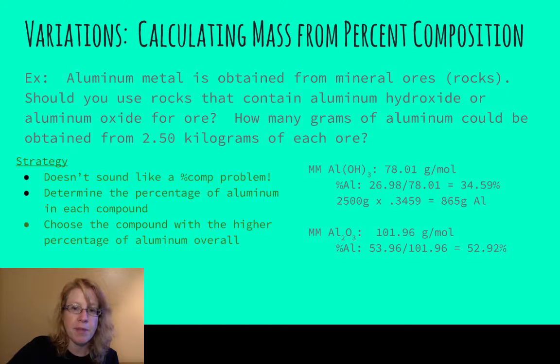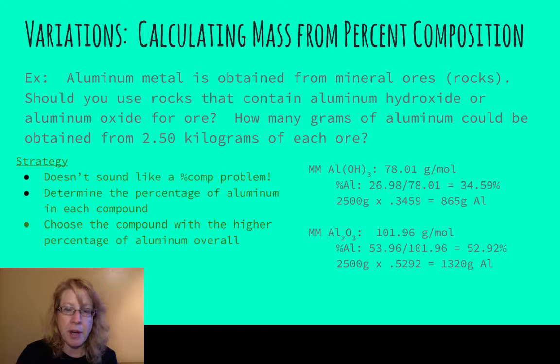So right there, I can tell you that this aluminum oxide is a better bet. It's got a higher percentage of aluminum than the aluminum hydroxide is. And then when I multiply it against my 2,500 grams, I see the exact same thing, it bears out. In this case, I would get 1,320 grams of aluminum versus 865 grams of aluminum. So again, that higher percentage of aluminum in aluminum oxide is better, and you can see it in terms of just numbers wise, I would get more grams of aluminum out of the other one.